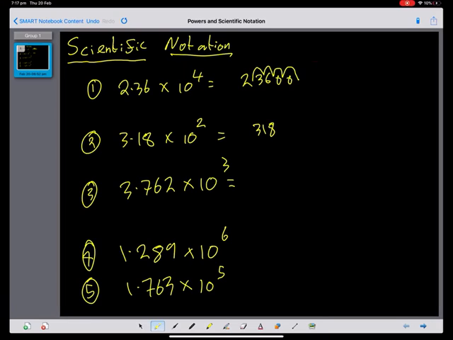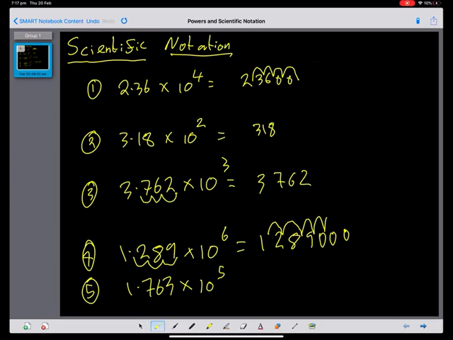Okay, so let's have a look. The decimal point moves 3 spaces. 1, 2, 3. And this becomes 3762. Decimal point moves 6 spaces. This becomes 1289. That is 1 space, 2 spaces, 3 spaces, 4, 5, 6. Let's double check. 1, 2, 3, 4, 5, 6. Yep. That's okay. And then we got 1763. Let's double check. 1, 2, 3, 4, 5. Okay.